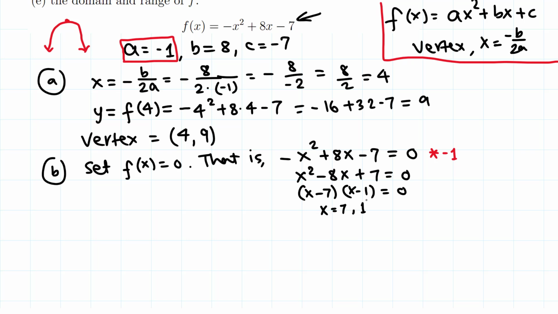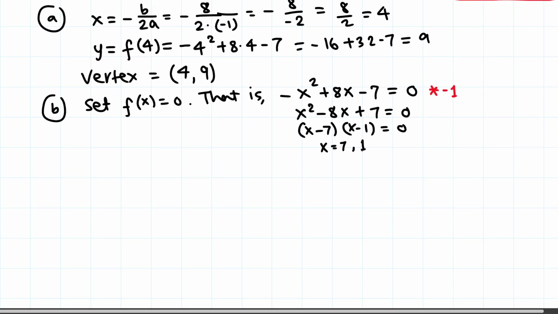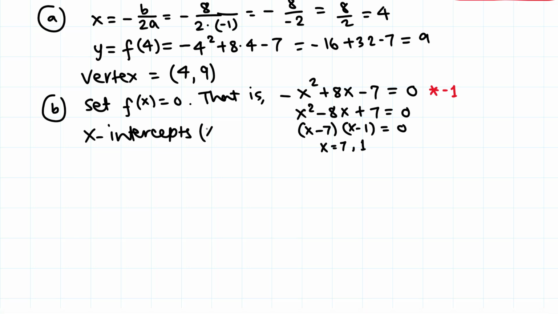So there are two x-intercepts. Let me write them down as points, since x-intercepts mean we set y to 0. With the smaller x coordinate, (1, 0), and with the bigger x coordinate, (7, 0). So the graph passes through these two points.